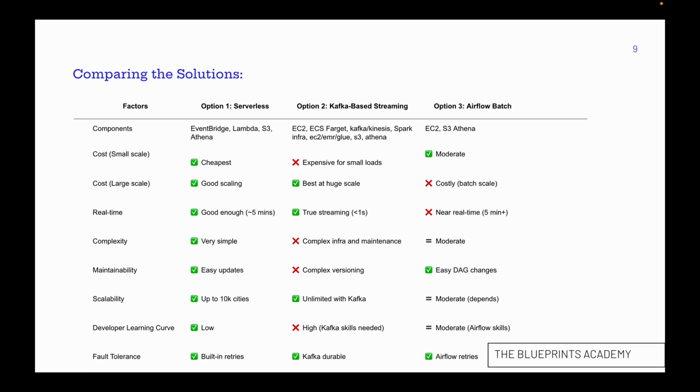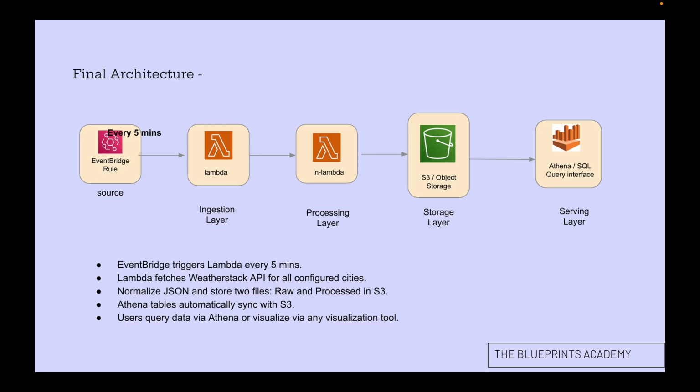So based on this comparison, it looks like option 1 is the one which fits perfectly in our use case. So we're going to go with option 1. Again, this is our final architecture, the same as the first architecture that we were discussing, where we're going to have an EventBridge rule, Lambda, S3 and Athena. Simple, easy and real time, right?